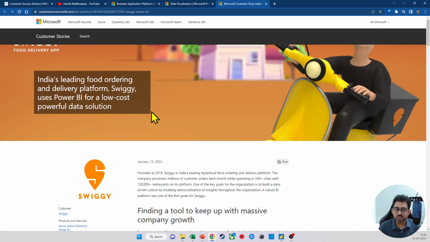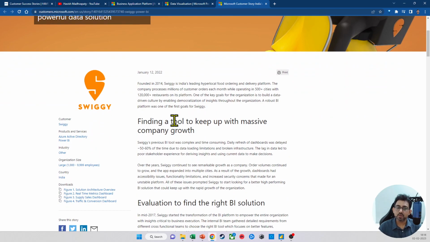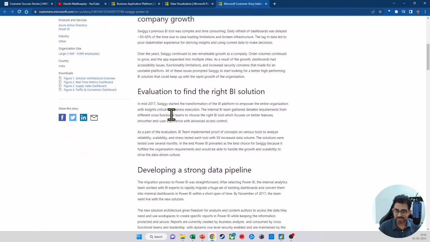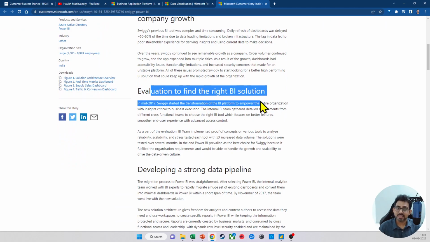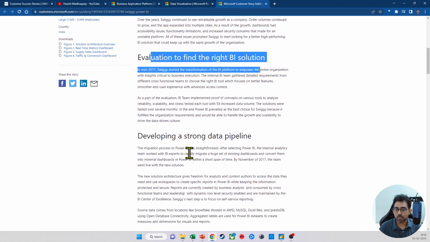So the first one is of Swiggy, and we all know Swiggy. This, in fact, is the first case study that is available on the Power BI website. So it essentially talks about how Swiggy has used Power BI to analyze its data. How did it decide between the number of different BI tools in the market? And how did it know that Power BI is the one that they wanted?